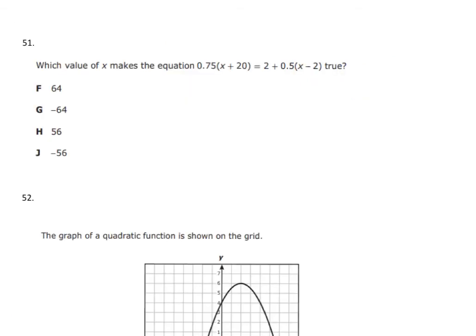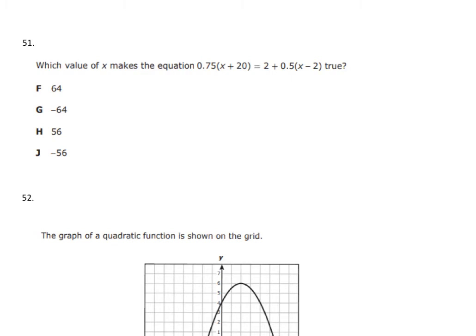All right, so I got this question. Which value of x makes the equation 0.75 times (x plus 20) equals 2 plus 0.5 times (x minus 2) true, right? Well, let's try to solve for x. When you have this question, you have 4 answers. You have 2 choices here. You can either plug in all those answers, and it may take a little bit more time, or you can solve for x, right?